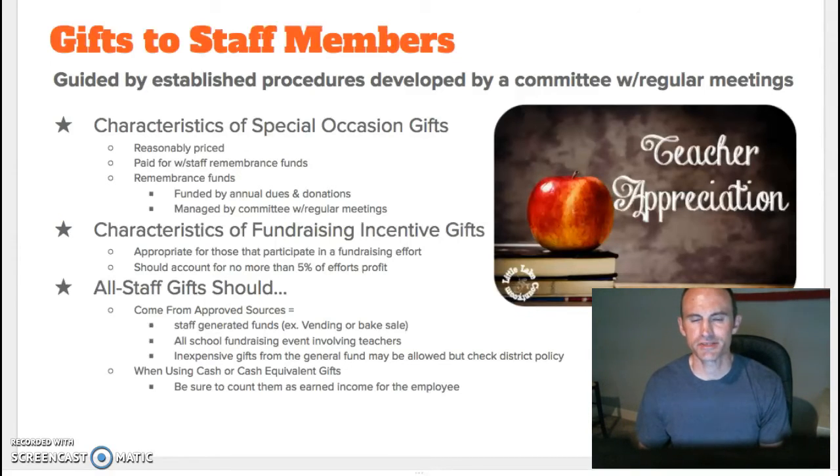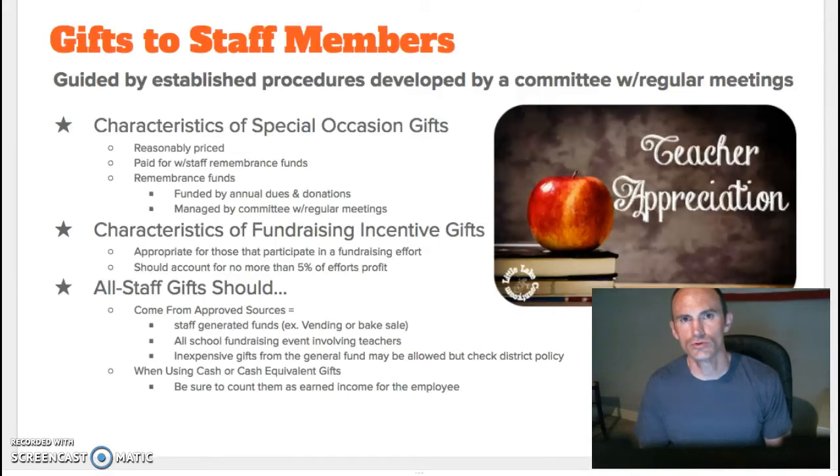What about fundraising incentive gifts? They're appropriate for those that participate in a fundraising effort. So if teachers are involved in that fundraising effort, it's perfectly okay to use those funds to buy gifts to incentivize it. But an important guideline to remember is it should not account for more than 5% of the profits, because the whole goal of this is to raise money, so we don't want to use an inordinate amount of that money to buy these gifts.